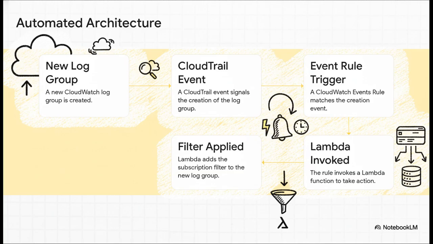So check this out. A new log group gets created somewhere. CloudTrail sees that API call and immediately fires an event. That event instantly triggers a Lambda function. And that Lambda's only job is to go and attach our subscription filter. And that's it. From that moment forward, every log is streamed centrally. It's totally automated and completely hands-off.